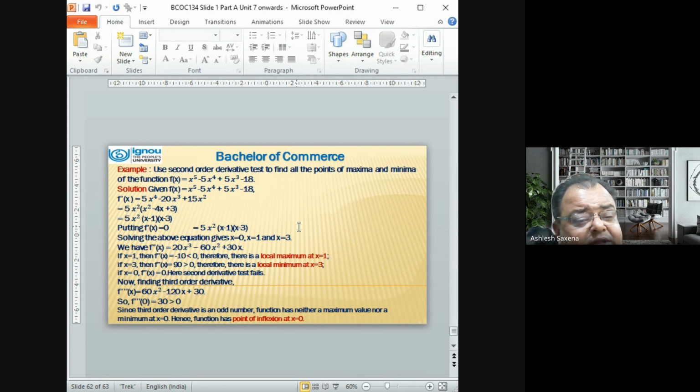Now we will see at 0 the second derivative. The second derivative will be 0, while the third derivative will be non-zero. Since the third derivative is of odd order, the function has neither a maximum nor a minimum at x equal to 0. Hence, the function has a point of inflection at x equal to 0.